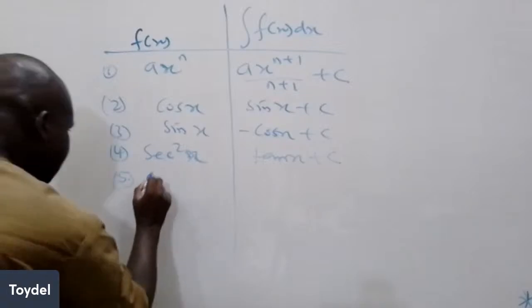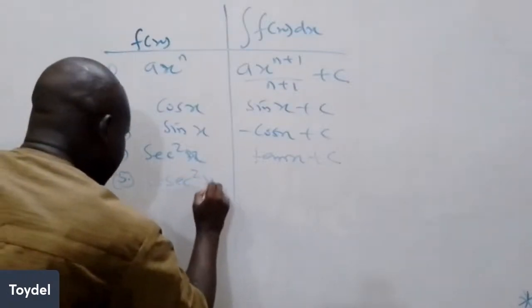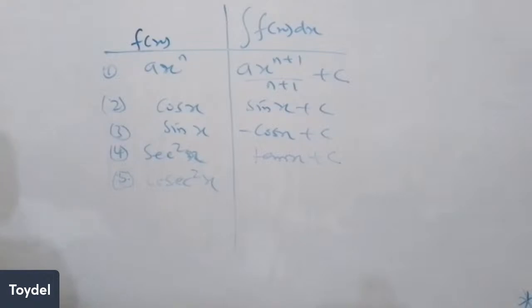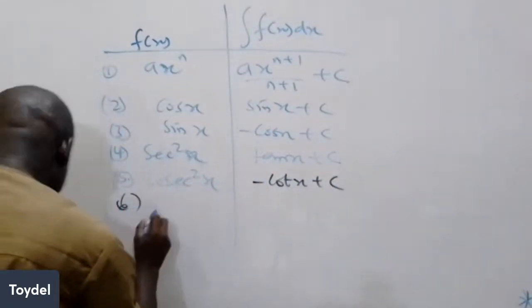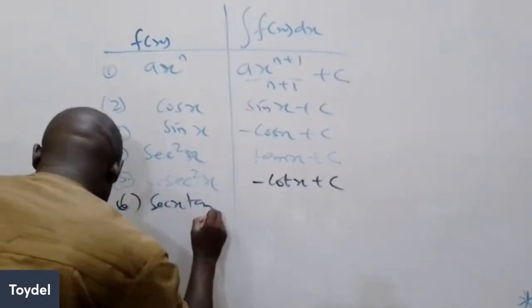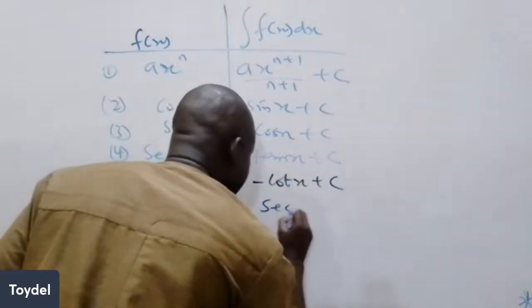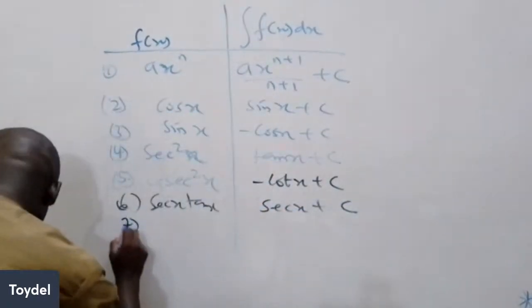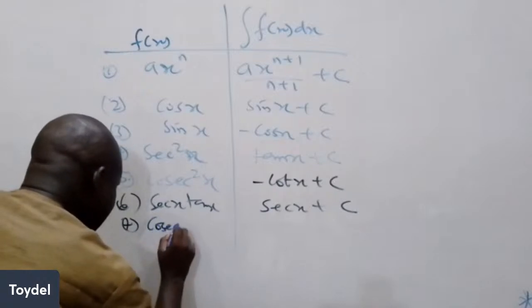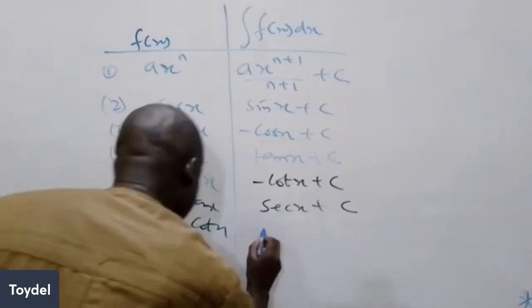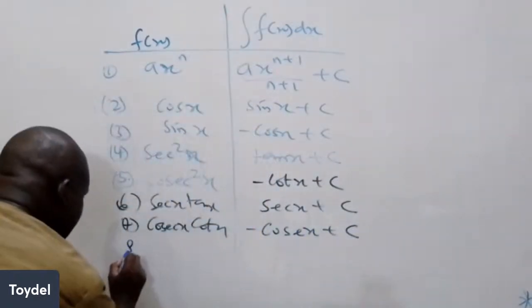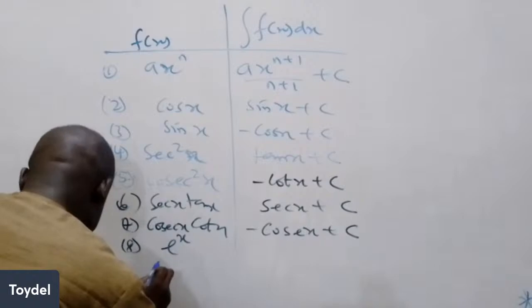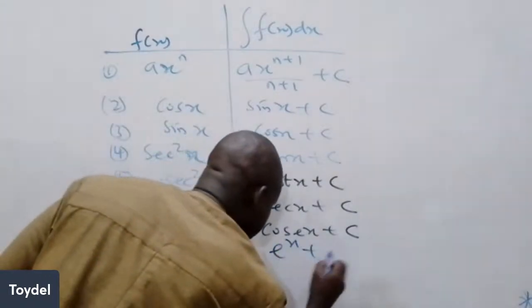Then the fifth one, if you have cosec square x, what are we going to get as the integral? It will be minus cot x plus arbitrary constant. Then the sixth one, if you have sec x tan x, it will be sec x plus arbitrary constant. Then the seventh one, if you have cosec x cot x, we are going to have minus cosec x plus arbitrary constant. Then number 8, if you have integration of the exponential function, it will be the exponential function plus arbitrary constant.